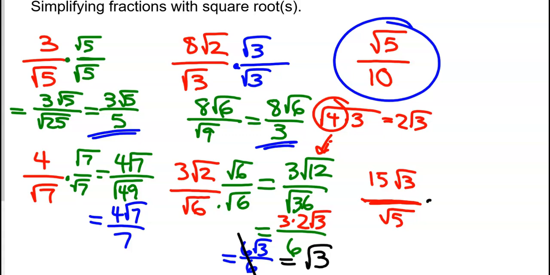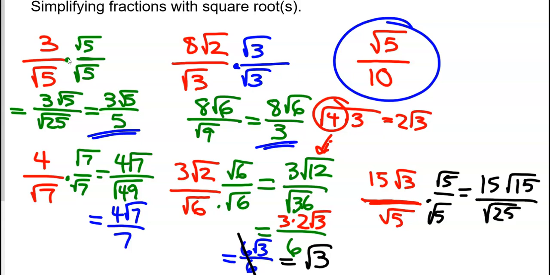Alright, so this one here we're going to multiply by the square root of 5 over the square root of 5. So we end up with 15 root 15 all over the square root of 25. So we have 15 root 15, and the square root of 15 does not include a square factor other than 1, all over 5. The square root of 25 is 5. 15 divided by 5 is 3. So the final answer is 3 root 15.